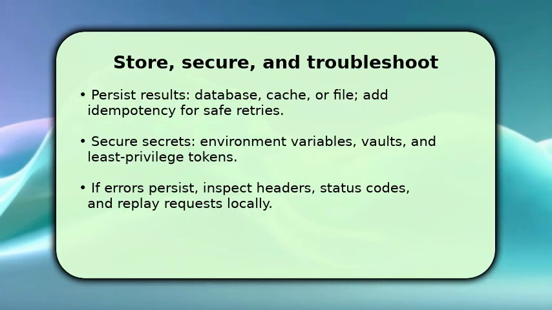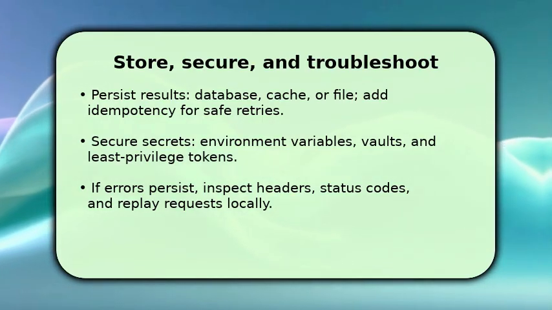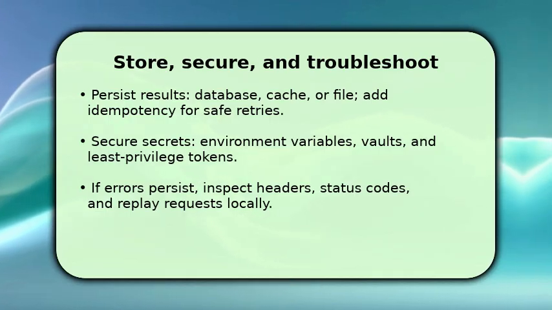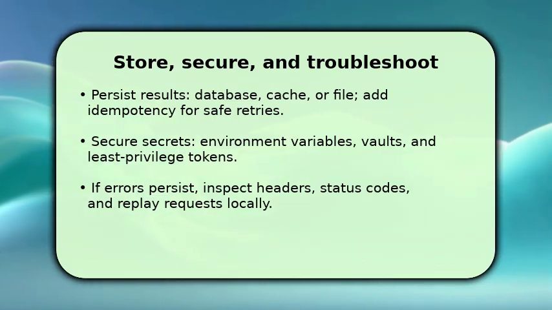Write parsed results to a database or cache with idempotent keys so retries don't duplicate. Make sure secrets live in env variables or a vault, and use least privileged tokens to limit risk. Once done, add monitoring and alerts on error rates to catch regressions early.